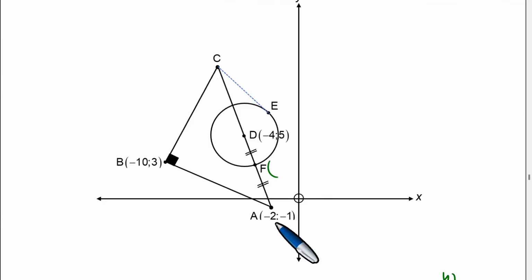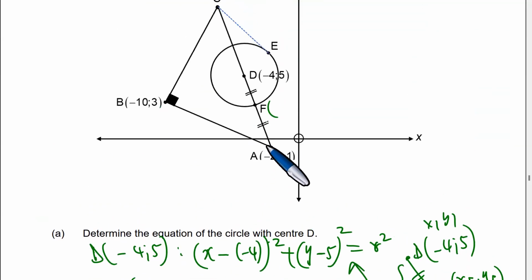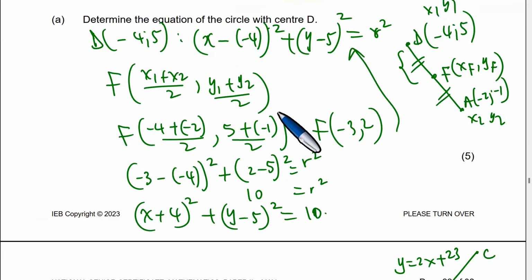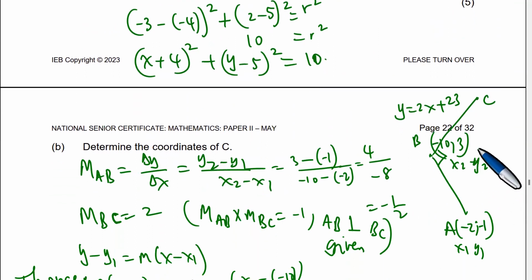Right, to find the gradient of the line AC, we can use any of the points on the line AC, like we have A and D, so we're good. A has the coordinates -2, 1. D has the coordinates -4, 5. So you have the point D here with the coordinates -4, 5.